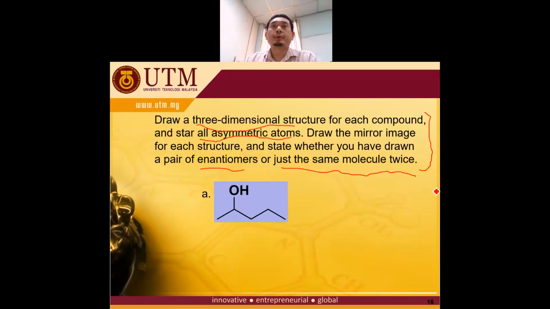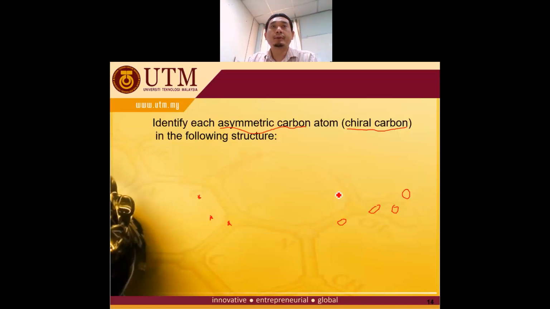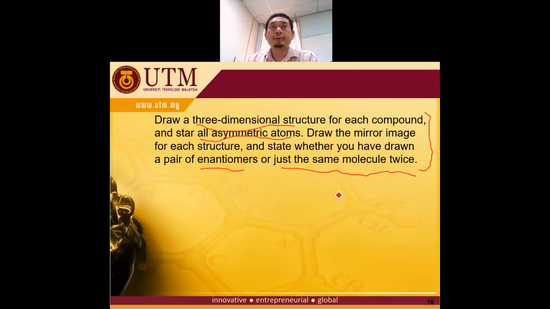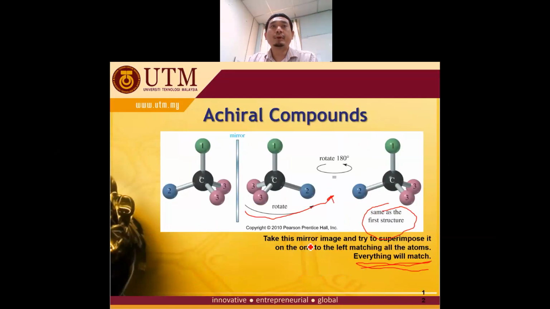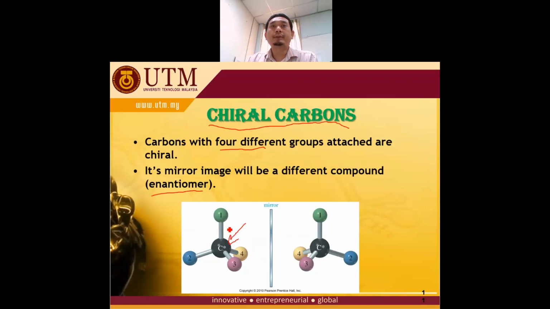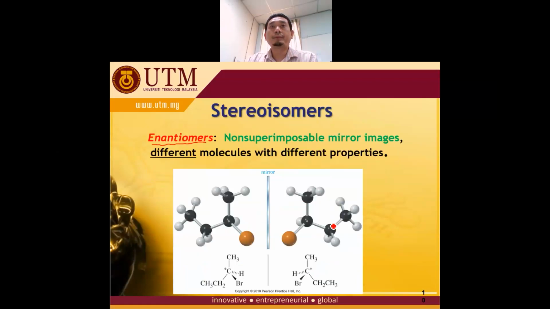First, how to draw? You take the compound first. This is 2-pentanol. Then you draw 3D like this. You can refer to this one. This is a 3D structure.